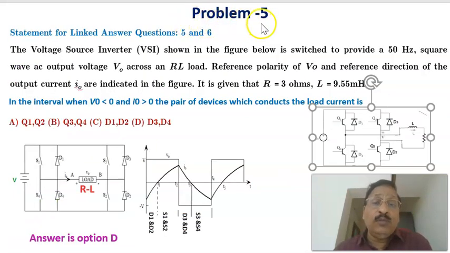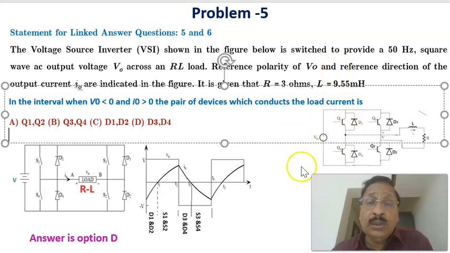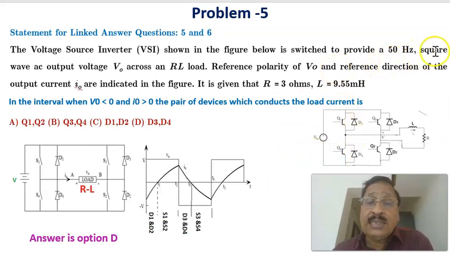Now let us see problem 5. That is a statement for linked questions, question number 5 and 6. The statement: the voltage source inverter VSI shown in the figure is switched to provide a 50 hertz square wave output. A 50 hertz square wave is generated, switched like this one. The output voltage V0 is across the RL load, and the reference polarity of V0 and the reference current direction are indicated in the figure.